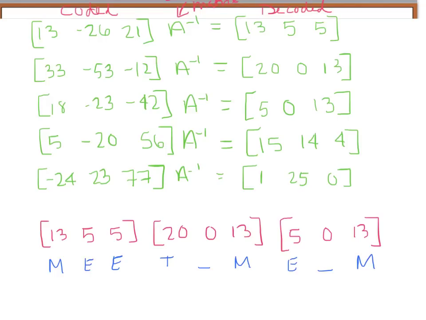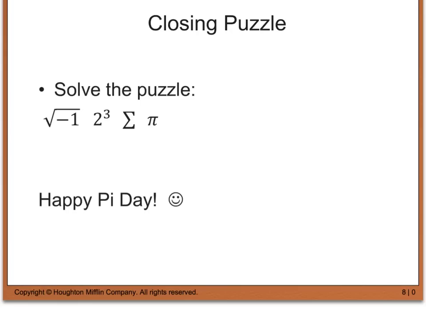Now this concludes section 8.5. You have a closing puzzle for you. In honor of Pi Day today, I want you to solve the puzzle: the square root of a -1 times 2 cubed times sigma times pi, and tell me what that equals tomorrow in class.